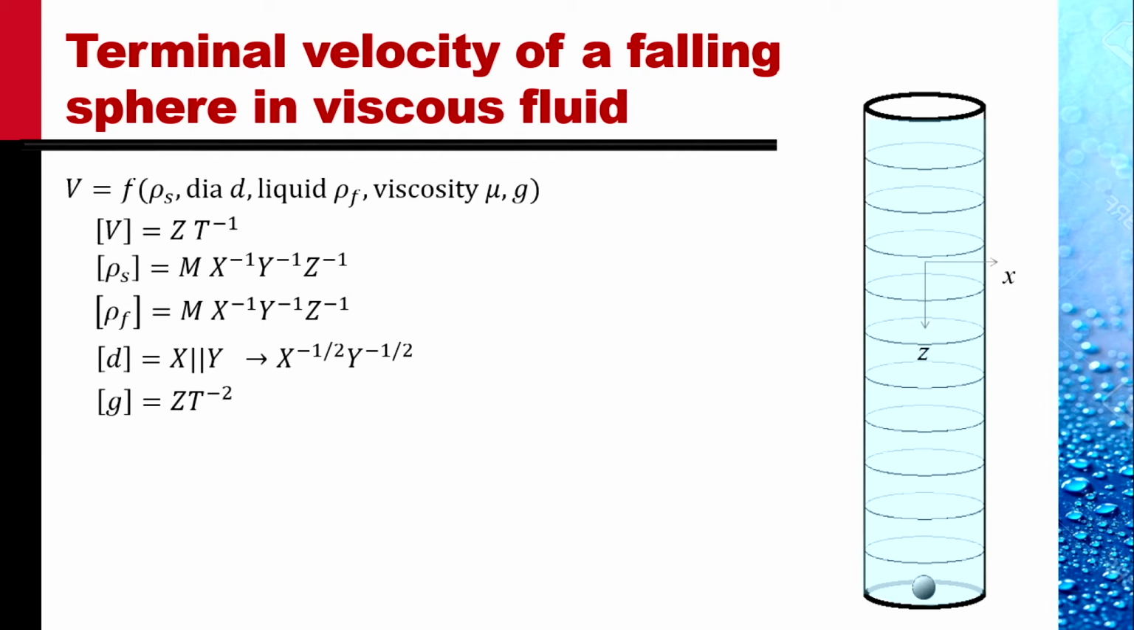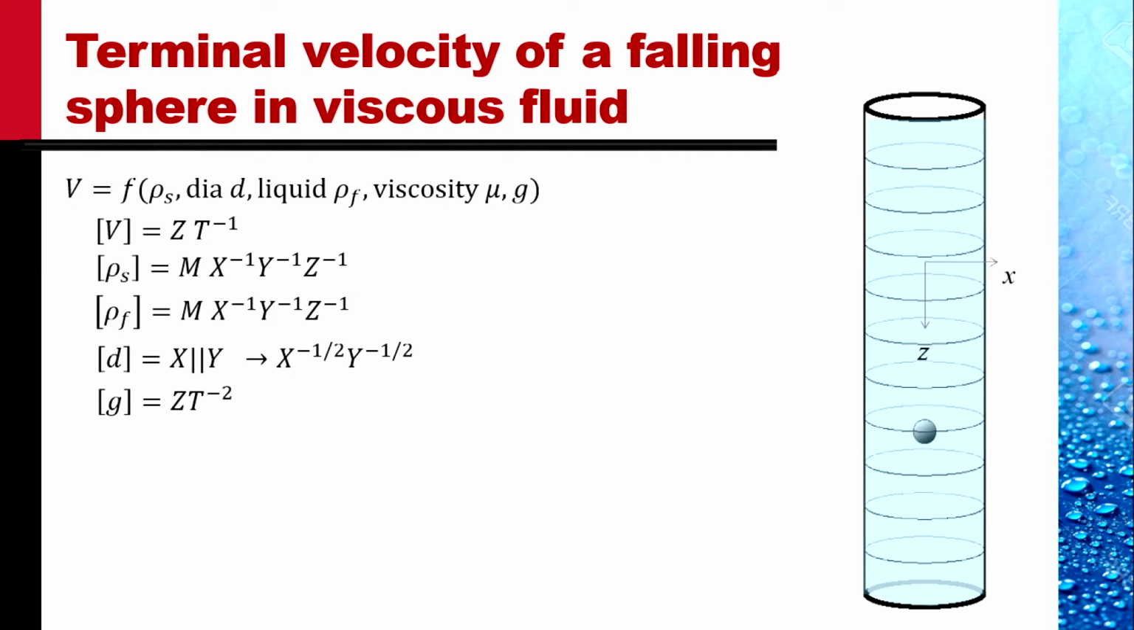The terminal velocity has a great value in problems involving, say, a parachute. So this terminal velocity would be a function of the density of the solid sphere, the diameter d of the sphere, the density of the liquid rho f in which it is falling, the viscosity mu of the liquid, and of course the acceleration due to gravity.